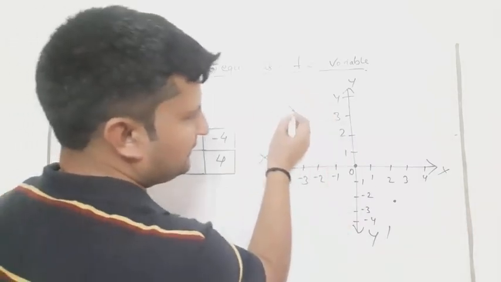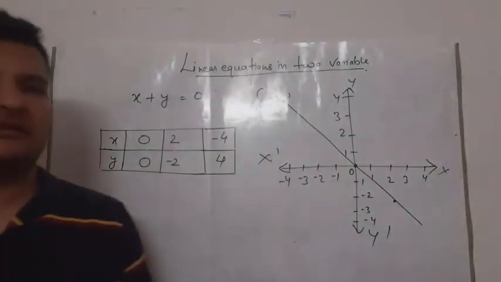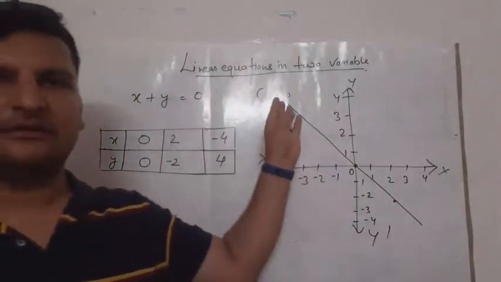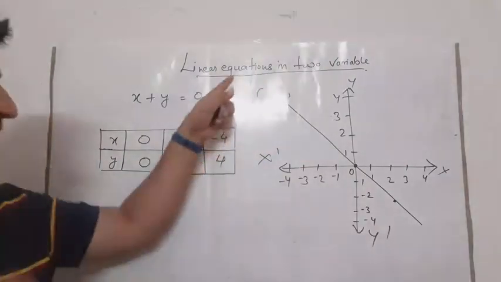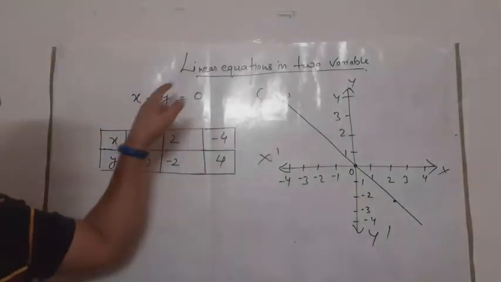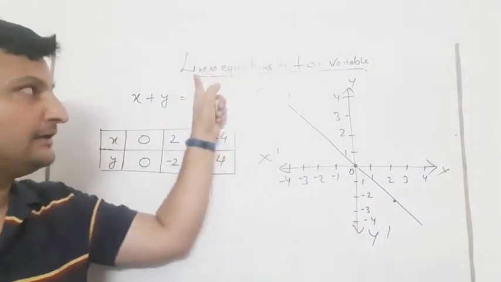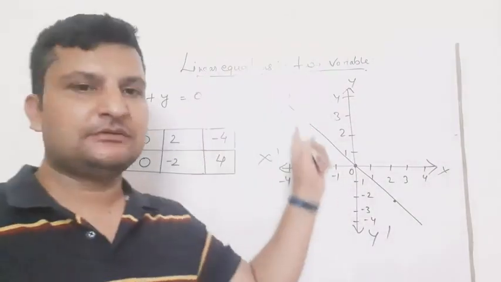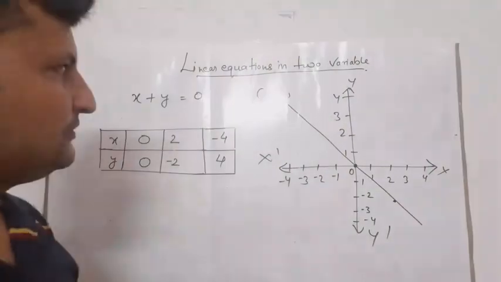When we join them, it will become a straight line. So all these types of graphs of linear equations are in the form of a straight line. Always see the straight line. So the name is like this, linear. Linear means a line. With the help of a line we can make the graph. So this should be a straight line. This is called linear equations in two variables.